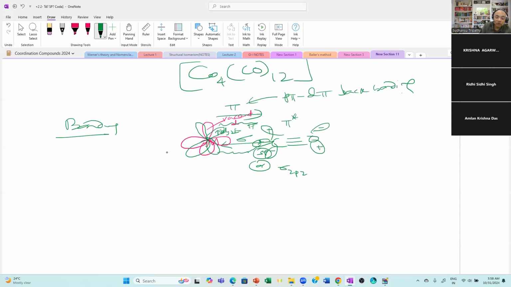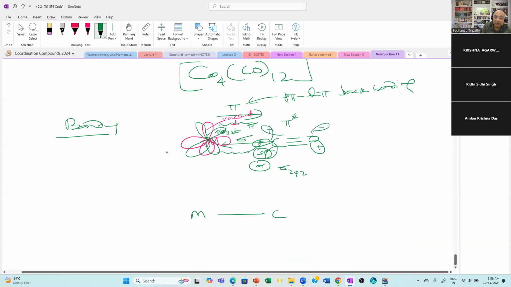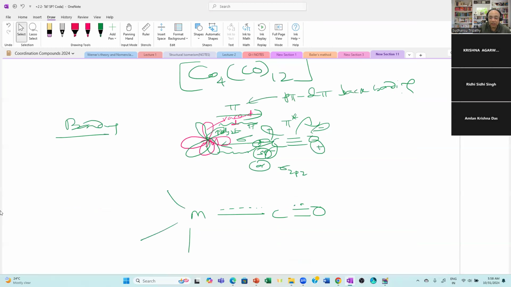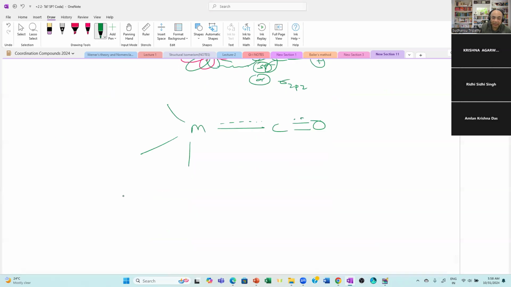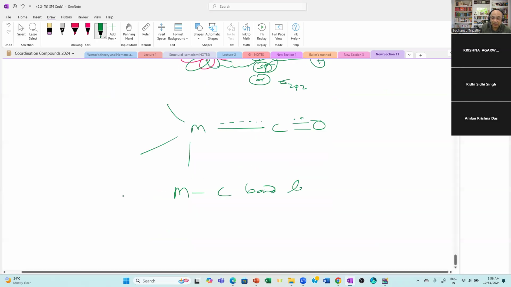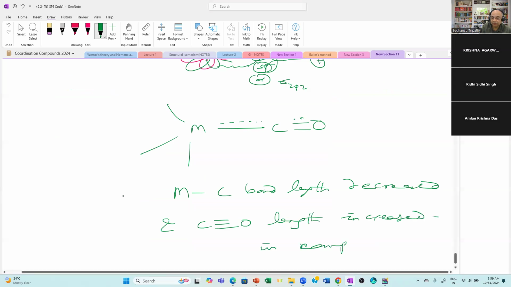So in the metal carbonyl, there will be partial polarization of a pi bond. I'm only drawing one carbonyl. So the MC bond length is decreased and the C triple bond O length is increased in the complex. That's it.